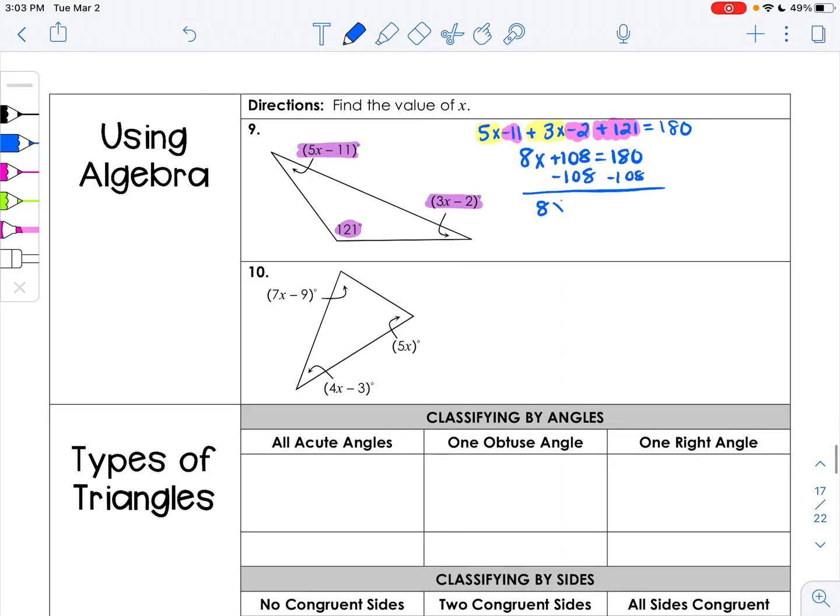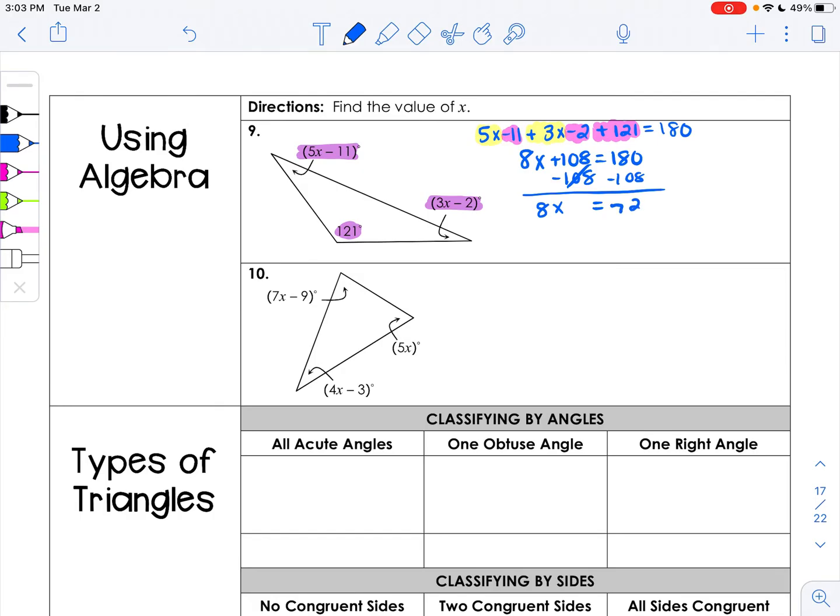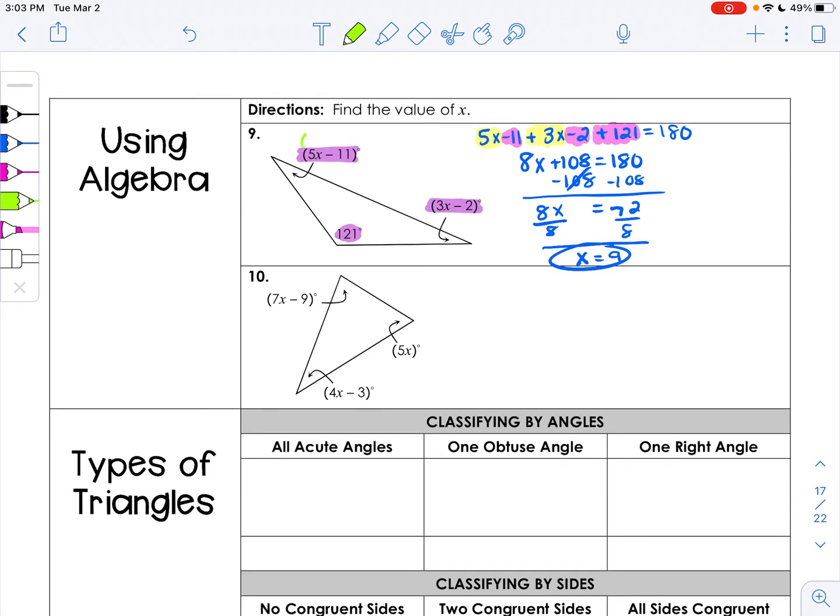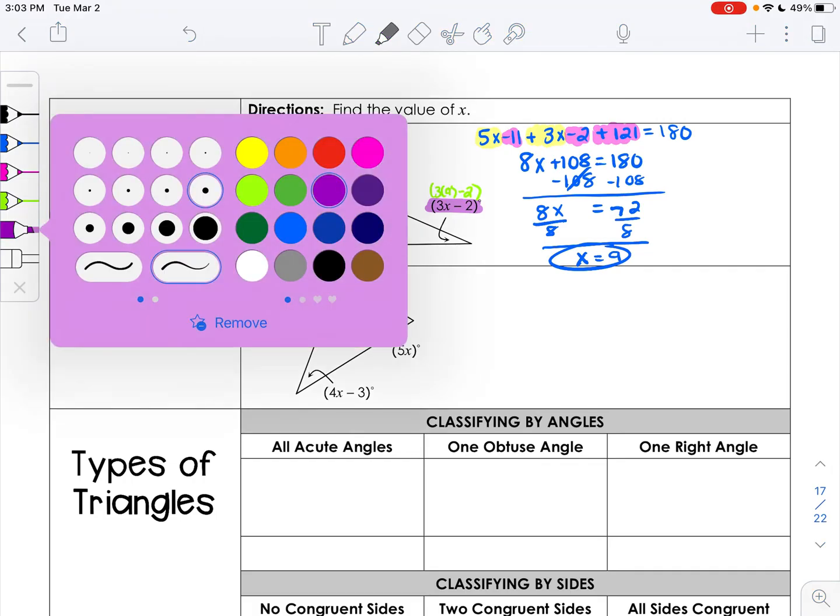That would give me 8x equals 72. Divide both sides by 8, and I find that x equals 9. So I didn't find those 2 degree measures, but I did find out what x equals. If you needed to, you could take x, what you found was 9, and substitute it in and say 5 times 9 minus 11 and 3 times 9 minus 2 and actually find those angle measures. But for this problem, we just needed to find out what x was. Go ahead and highlight number 10.